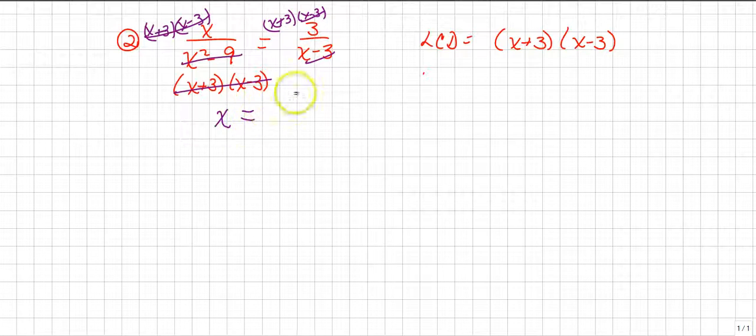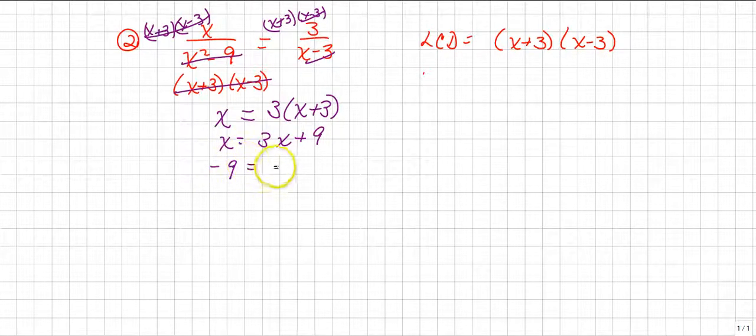On the right-hand side, we're left with 3 times the quantity x plus 3, which I shall distribute and get 3x plus 9. And now I'm going to take the 9 to the left by subtraction and bring the x on the left over to the right by subtraction. So 3x minus that x gives me 2x. Divide both sides by 2, and x equals negative 9/2. And that is the solution.